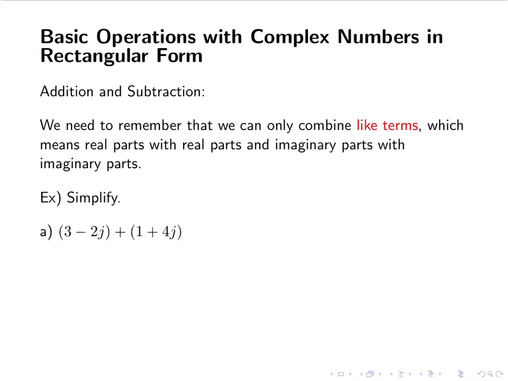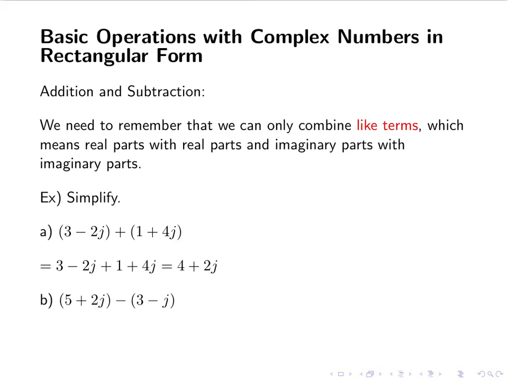So 3 minus 2j plus 1 plus 4j, I'll get rid of the parentheses because they're not really doing anything. And then I'll combine like terms. So I have my real parts, my 3 and my 1, and then I have my imaginary parts, my negative 2j and 4j. So I end up with 4, the 3 plus 1, plus 2j, the negative 2j plus 4j. Remember, you always want your answers in rectangular form, a plus bj, so the real part plus the imaginary part.